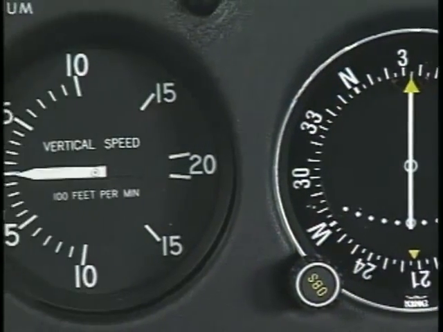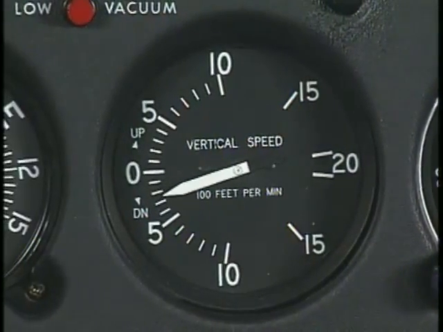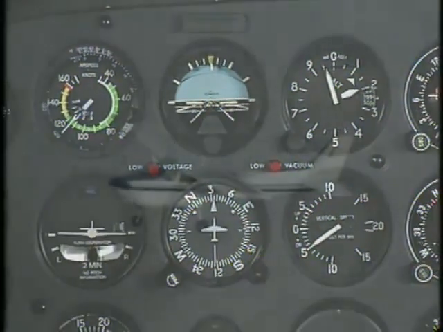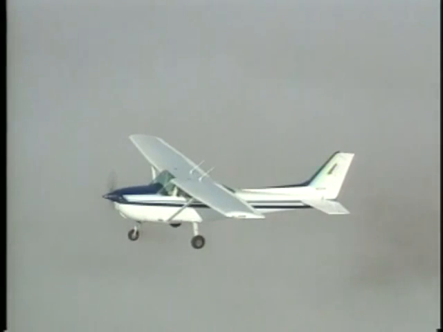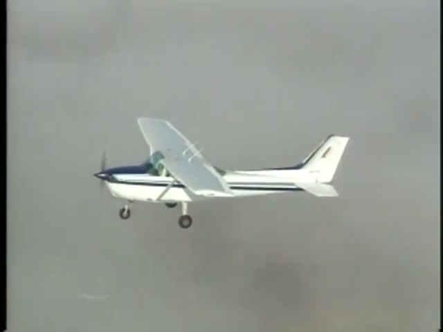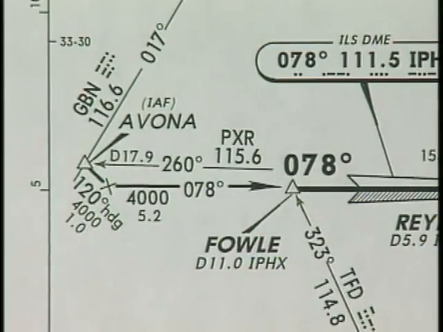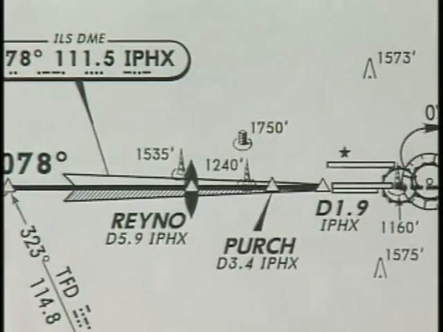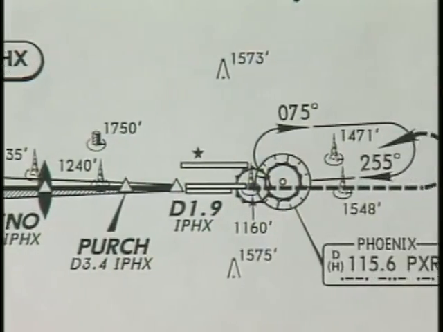Phoenix approach, Cessna 241, leaving 12,000 for 10,000. Cessna 241, report Arlen. Phoenix approach, Cessna 241 at Arlen. Cessna 241, turn left heading 055, maintain 5,000 until established on the localizer. Cleared for the ILS runway 7 left approach. Contact Phoenix Tower on 120.9.